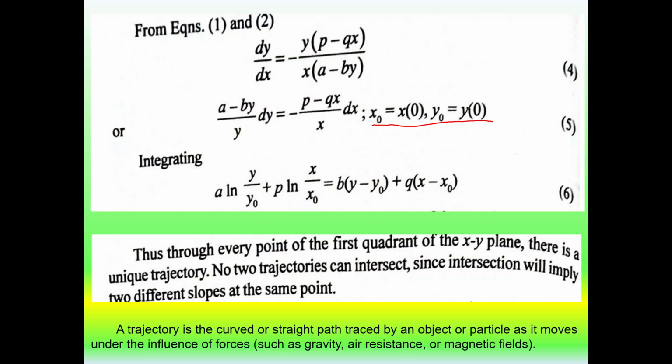Trajectory means the curved or straight path traced by an object or particle as it moves under the influence of forces. For example, gravity is an example for a trajectory. Because of the expressions we got in the sixth equation, where the expressions of x and y are not interconnected, they are obtained separately in each term. Because of that reason, we can conclude no two trajectories intersect, since intersection would imply two different slopes at the same point.